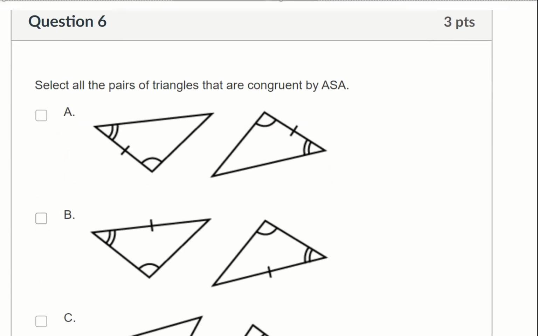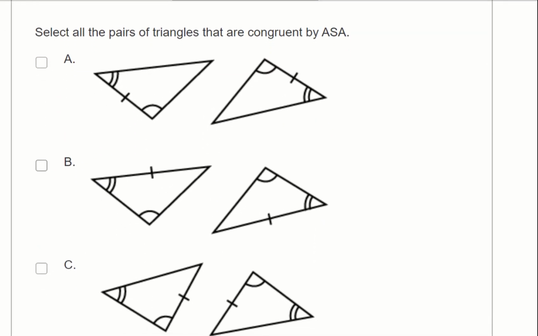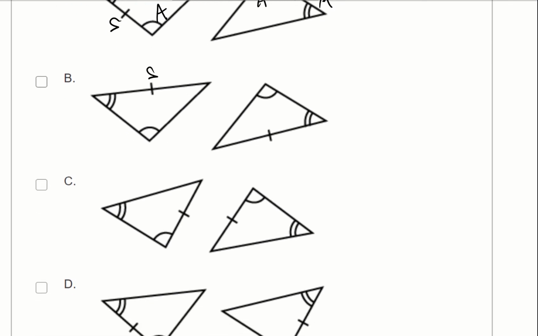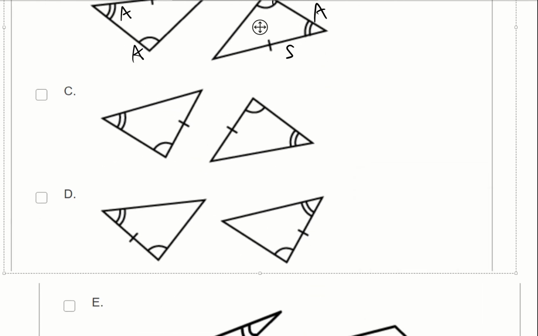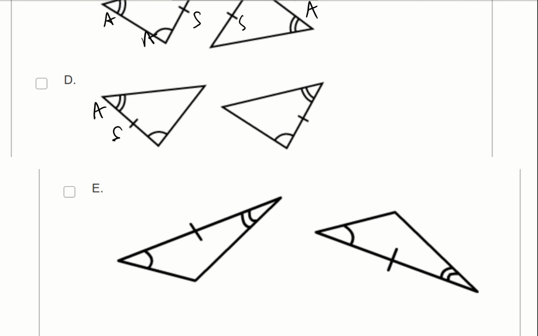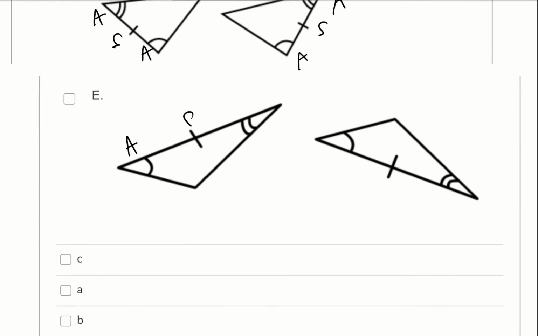Okay, so question 6. Select all the pairs of triangles that are congruent by ASA. So we have angle, side, angle, angle, side, angle. That is correct. We have side, angle, angle, or angle, angle, side, that's what we call it, which is not what we want. We have angle, angle, side, angle, angle, side, so no. Angle, side, angle, angle, side, angle, that's correct. And then angle, side, angle, angle, side, angle, that's correct.